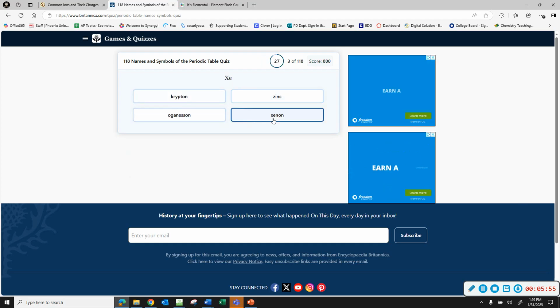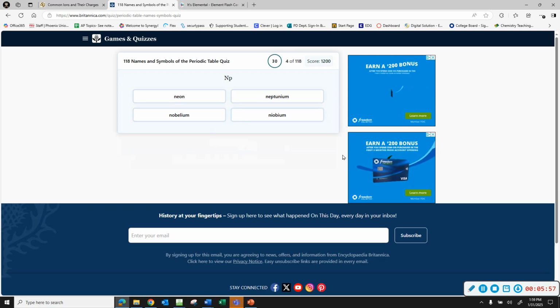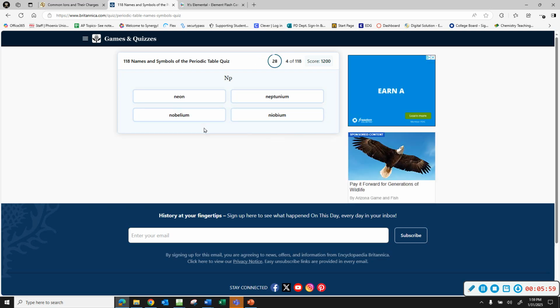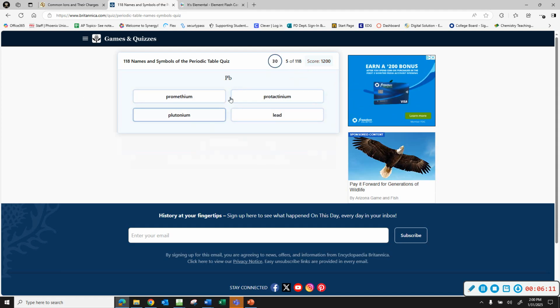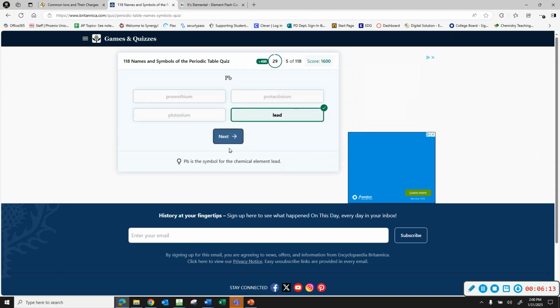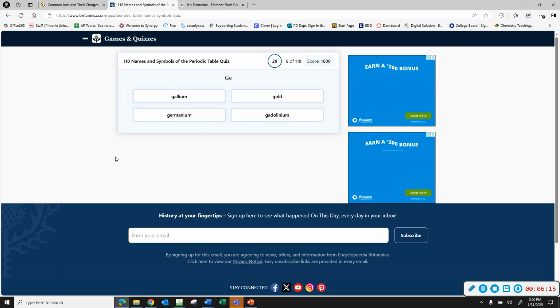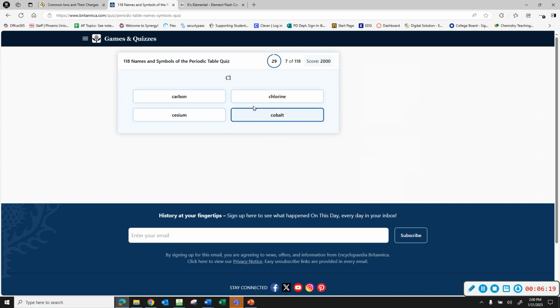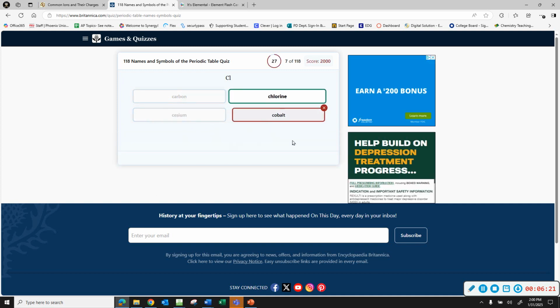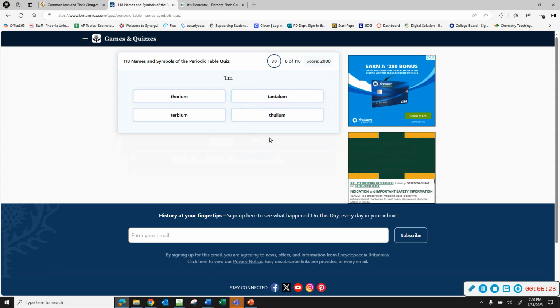Xeon. Okay, and then let's say, oh, I think this is nobelium. Oh, then it gives you the correct answer. I wouldn't worry about your score or your time, but it'll keep going over the ones you got wrong. You keep going, and it will pull back the ones you got wrong, so you can review those again. So maybe I think this is cobalt. No, it's chlorine.